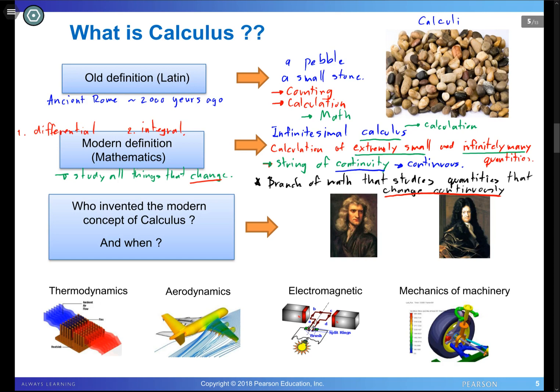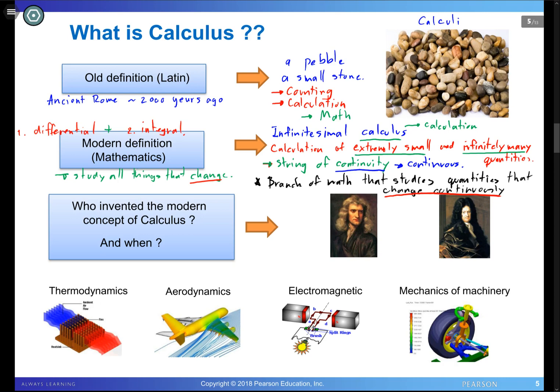And we are going to study that after the midterm exam. These two sub-branches, differential and integral, are related by the fundamental theorem of calculus, and we are going to see this connection right at the end before we take the midterm. All right, so these two combined together give us the modern definition of calculus: the study of all things that change continuously.